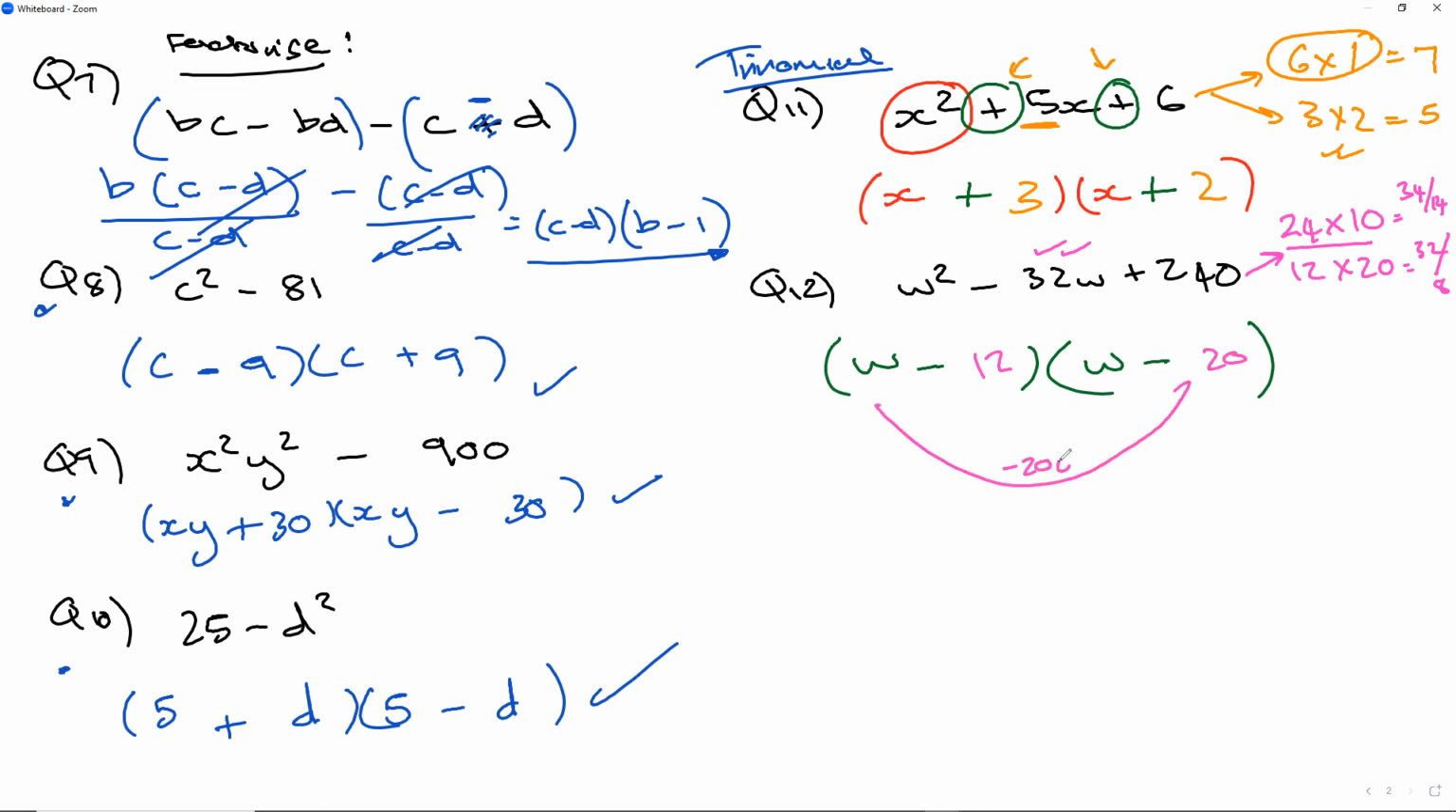The outer two terms will become minus 20w, and the inner two terms minus 12w, which means together will end up at minus 32w. All right, and that's the final term.